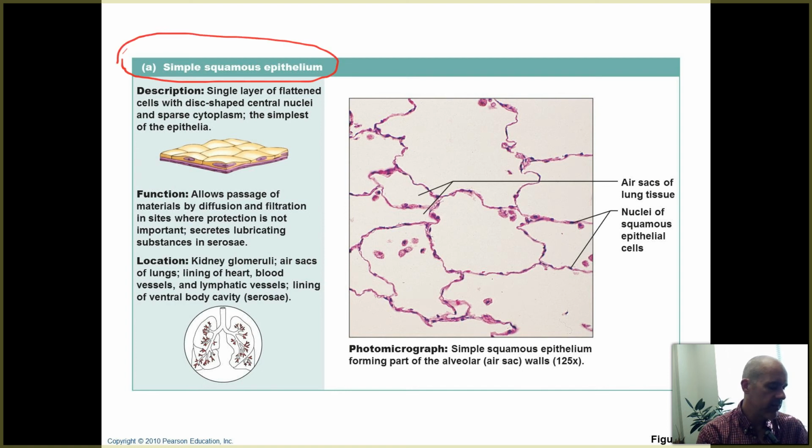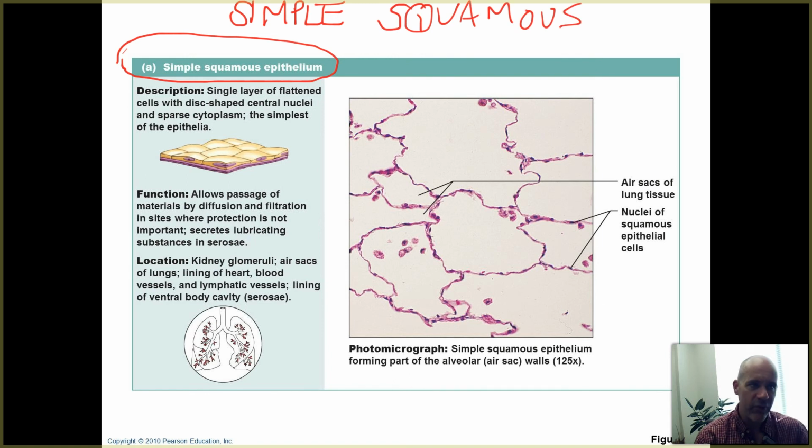All right, so this is a diagram from your textbook, which is showing you simple squamous epithelium, an example of that type of tissue. So simple, remember what that means from the first lecture. That means you have one layer of cells. The whole tissue is just one layer of cells. And then what did we say? Squamous meant, think squamous like squash or squished.